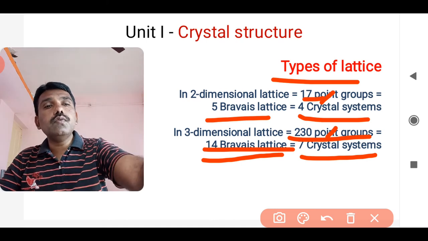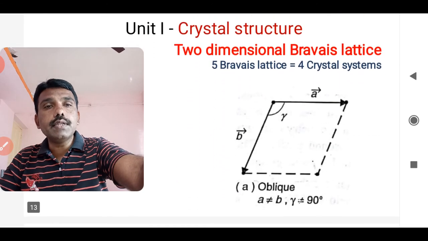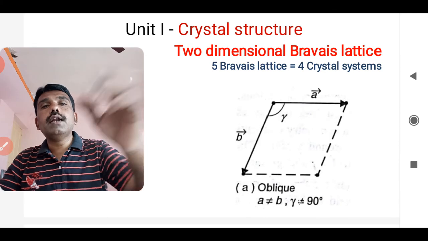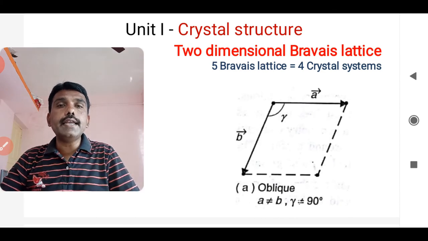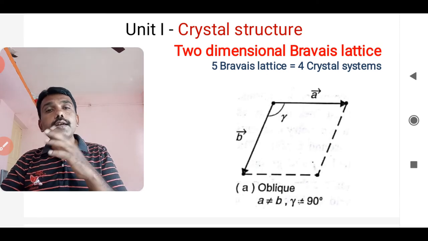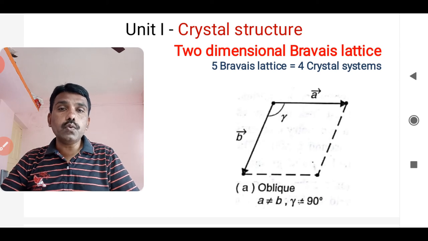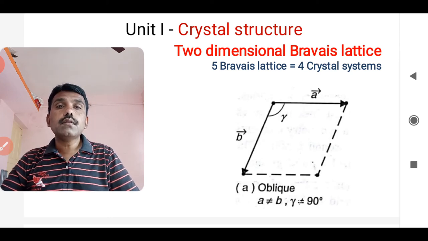Now in this case we are interested in finding out what the two-dimensional Bravais lattices are. As we are aware, the point groups possible are 10, and we already saw that at the beginning of this session. In the two-dimensional case, the possible number of point groups is 10. That is 1, 1m, 2, 2mm, 3, 3m, 4, 4mm, 6, 6mm. These are the 10 point groups possible in two dimensions.